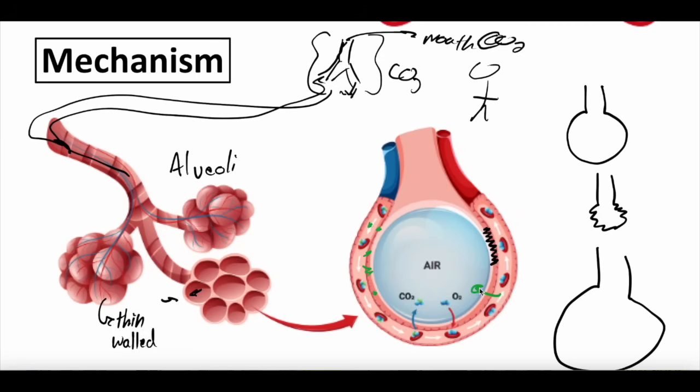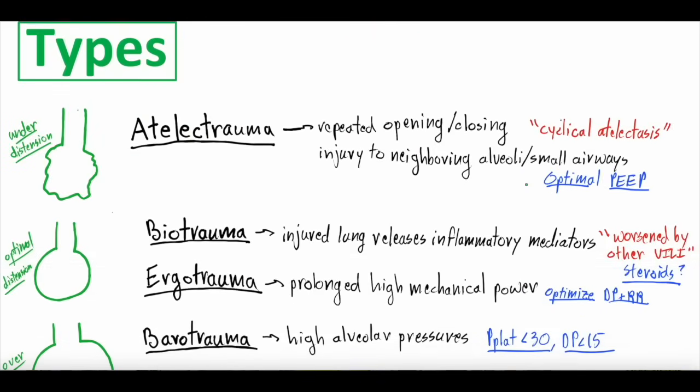You get capillary leak into the alveolus, so then you start to get some proteinaceous fluid in here, and this can eventually be associated with things like ARDS, acute respiratory distress syndrome, which we've talked a lot about. But what types of ventilator-induced lung injury are there?